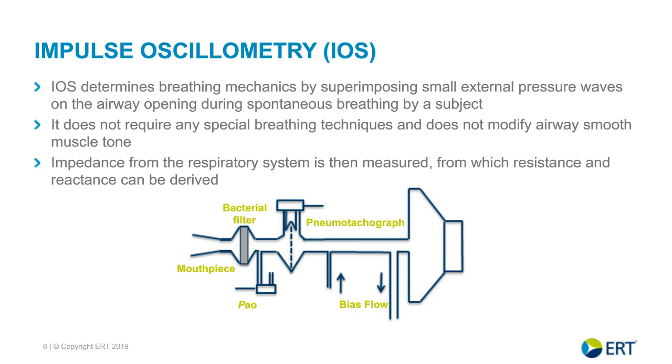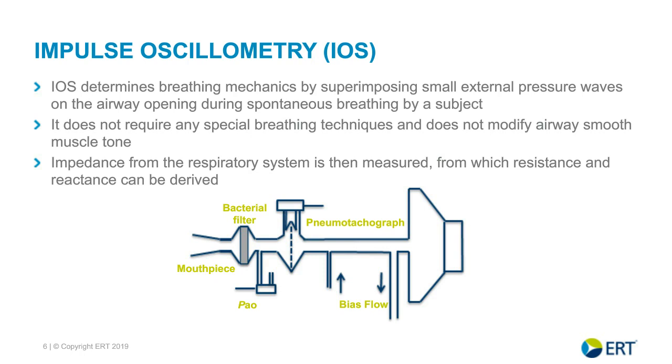So basically, a patient breathes in and out of a mouthpiece, which is attached to a pneumotachograph, which measures pressure and flow. Typically, using the IOS technique, a loudspeaker imparts the sound waves on the bronchial tree. And it takes about 40 seconds to do.